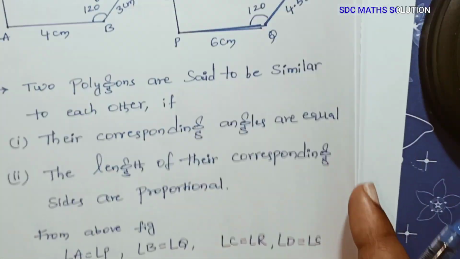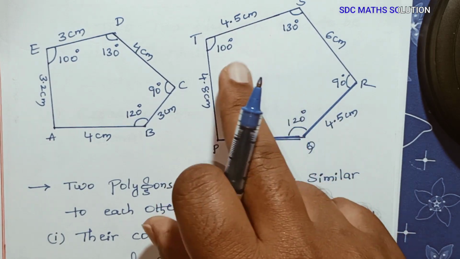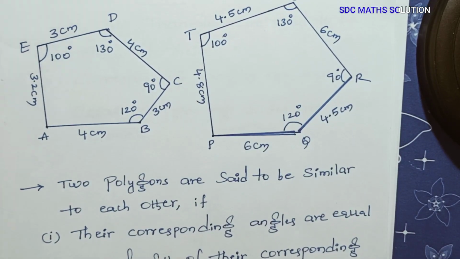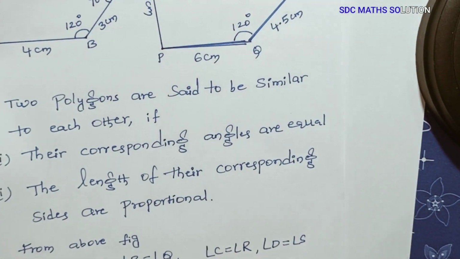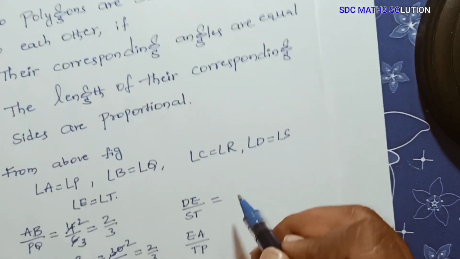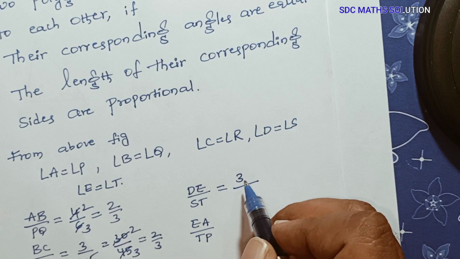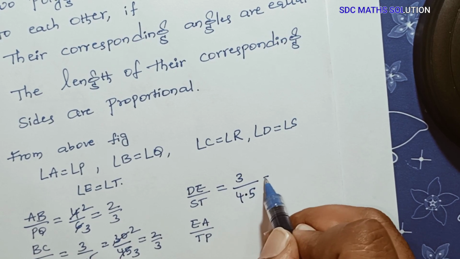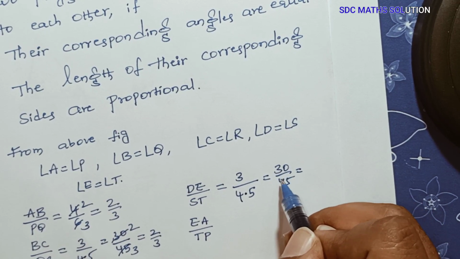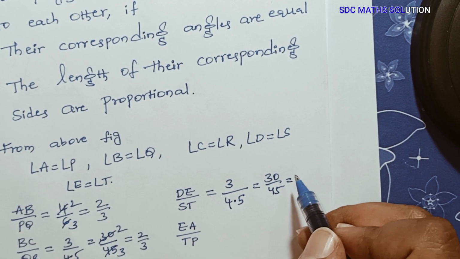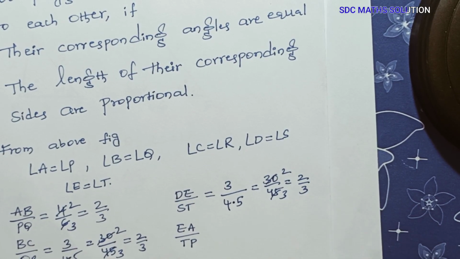Next, DE by ST. What is the length of DE here? DE is 3 centimeters and ST length is 4.5 centimeters, just like BC by QR. Here DE is 3 centimeters, ST is 4.5 centimeters. If we remove the decimal point, 30 by 45, that is 15 2s, 15 3s, that value is also equal to 2 by 3.